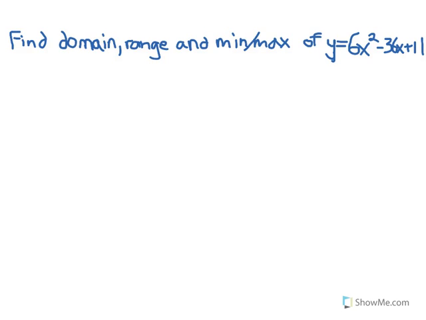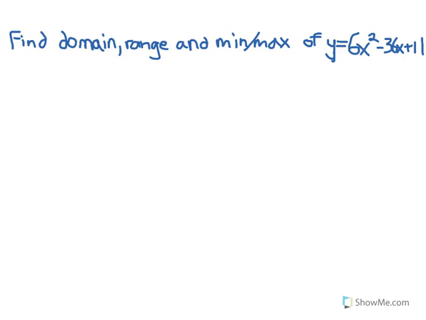In this video we are going to review a little bit about quadratics and how some of their basic properties change depending on the equation. Here we're asked to find the domain, range, and the min or the max of a certain function. That function is y equals 6x squared minus 36x plus 11.